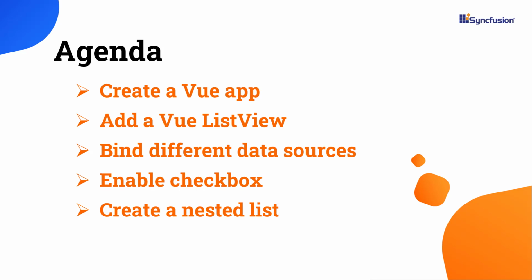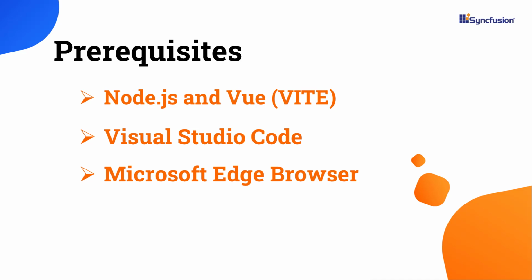I will also cover how to connect data from different sources, include checkboxes in a list, add nested list items, and more. Before proceeding, make sure you have installed the latest versions of Vue and Node.js. I'll use Visual Studio Code as my editor and show the output in the Edge browser.